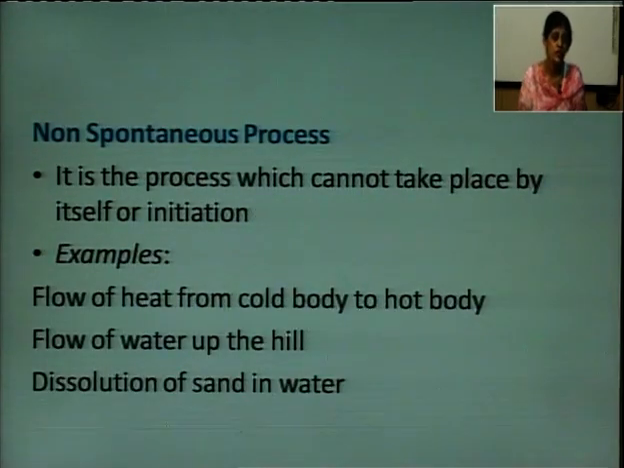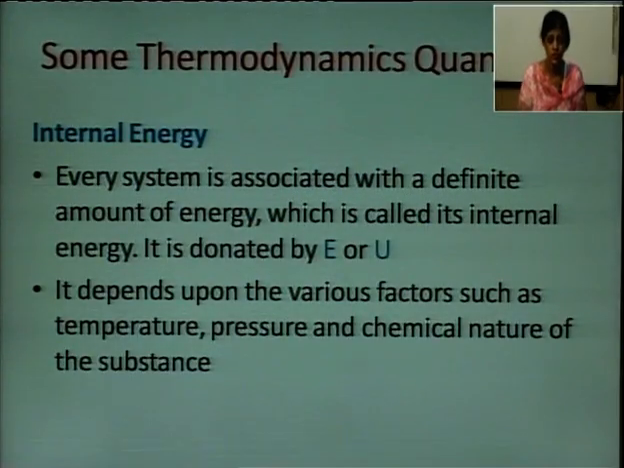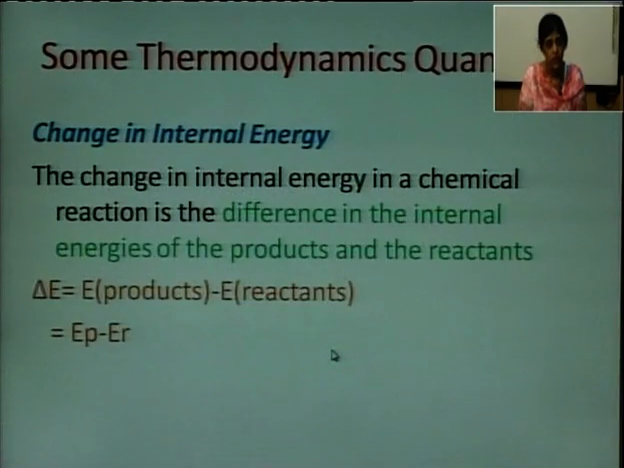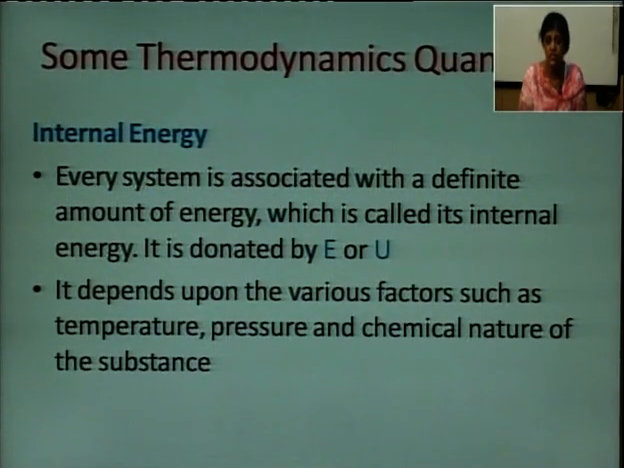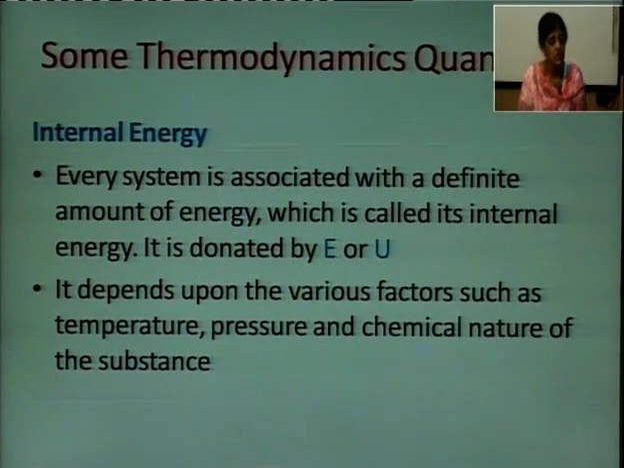Now, we would be discussing certain other quantities like internal energy. Every system is associated with a definite amount of energy, and this energy is called internal energy. It is represented by E or U, and it depends upon various factors such as temperature, pressure and chemical nature of the substance. Then change in internal energy. It is the difference in the internal energy of the products and the reactants. Delta E is equal to EP minus ER. So, what is internal energy? It is the amount of energy that is associated with a system.